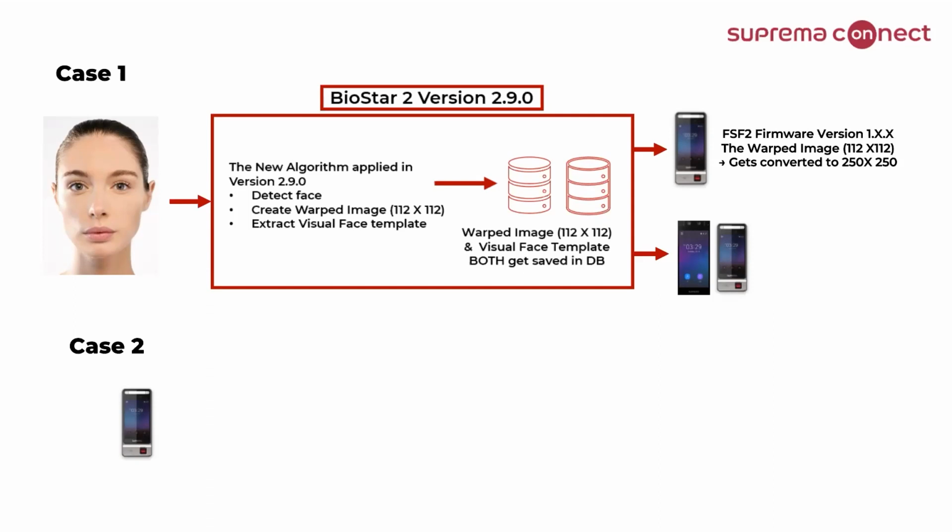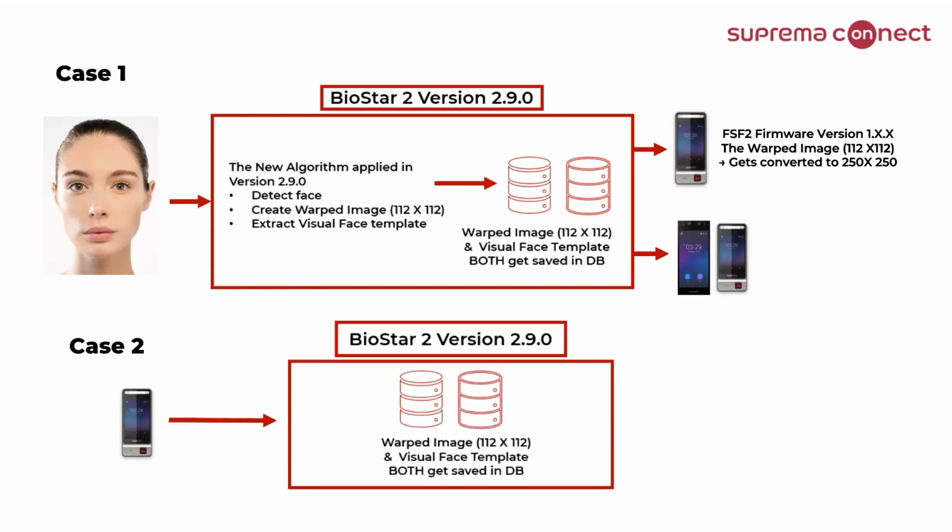Now let's move on to case 2. What we have here is BioStation F2, but it has a BioStation firmware version that is 1.xx. Now, what's going to happen? We need to have a WAP image that's 112 by 112 and a visual face template that both get saved in the DB. With FSF2 firmware version 1.xx, the WAP image 112 by 112 will get converted to 250.